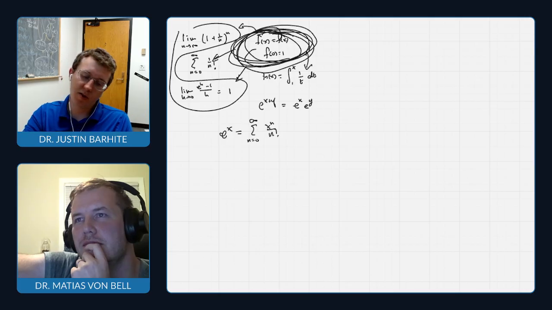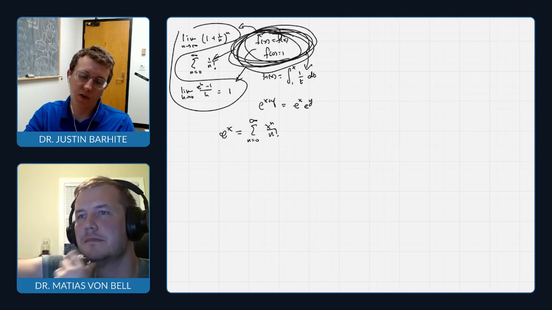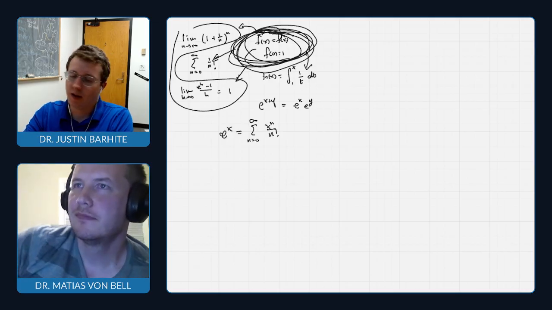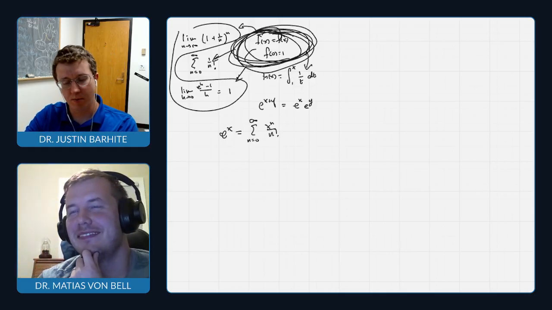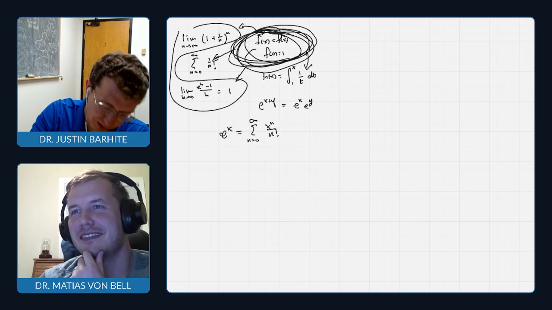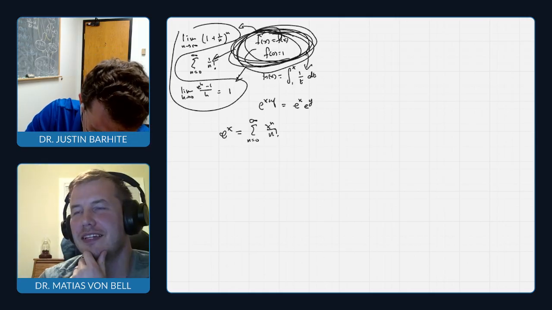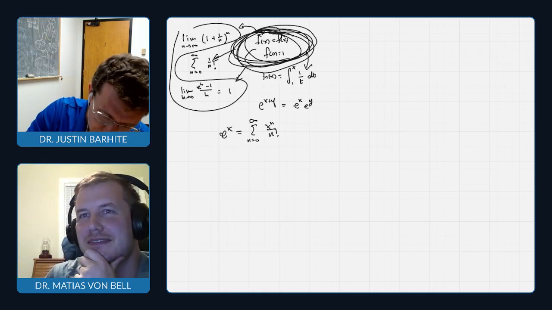Anyway, I'm going to show you how anything that you know about the exponential function, we can work out in a really slick way from this definition, and then we're going to do the same thing for the trig functions, for sine and cosine. Okay, nice.